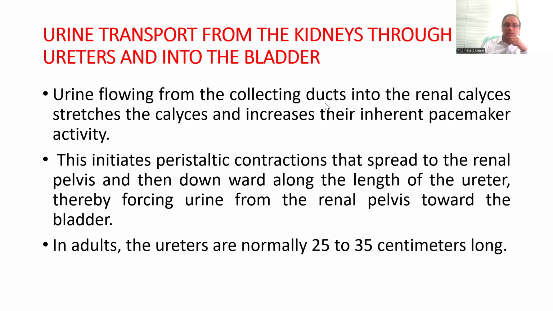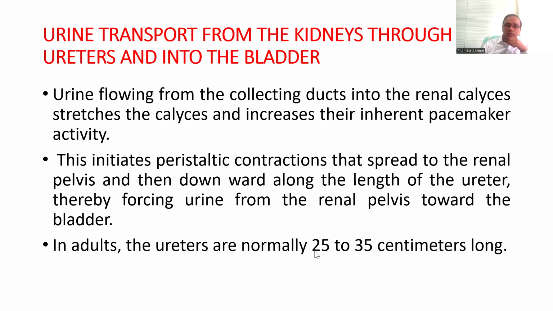Urine flowing from the collecting duct into the renal calyx stretches the calyx and increases its inherent pacemaker activity. This initiates peristaltic contractions that spread to the renal pelvis and then downward along the length of the ureter. This means the pacemaker activity starts from the renal calyx.